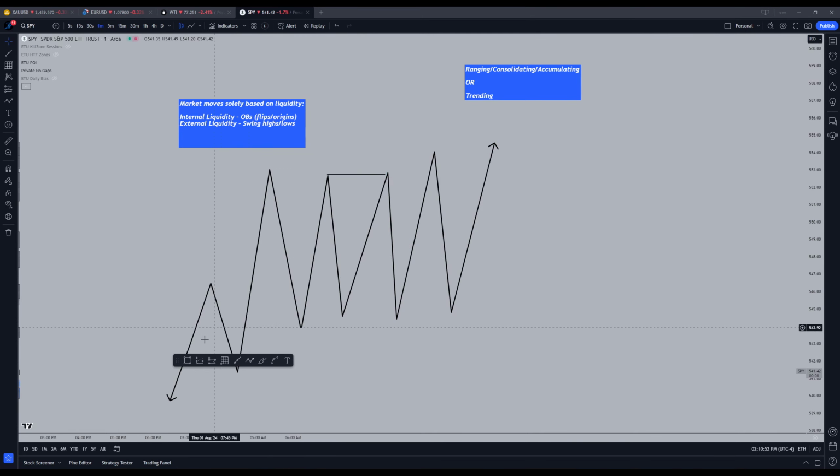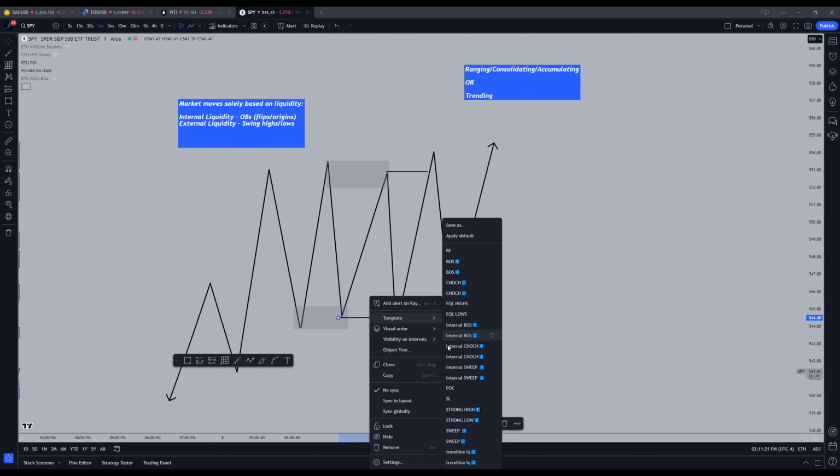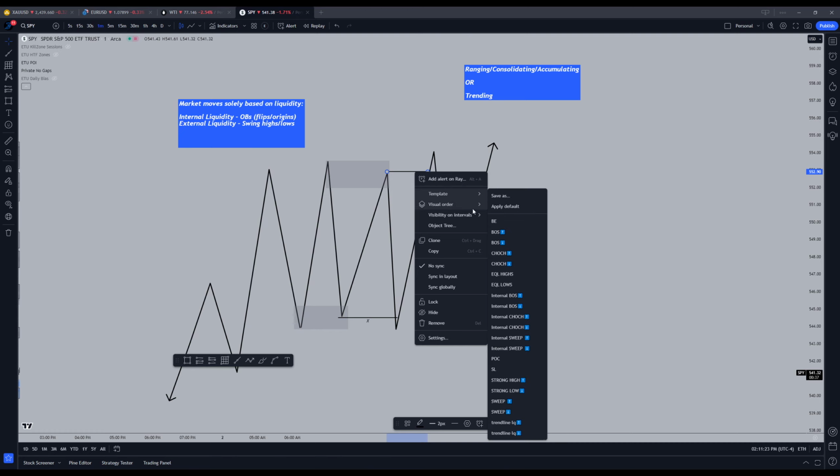So in a range, for example, we can sometimes go from internal to internal. Like this. And then sometimes we can also go from external to external. So took out this low, external, took out this high, external, right? These are just swing points, by the way. So you could have sweeps on both sides.